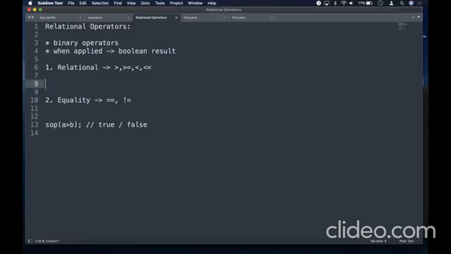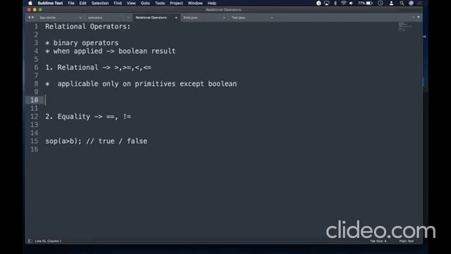Specifically, one thing I want to tell about these 4 relational operators: greater than, less than, and their equal operations are applicable only on primitives. We understand what primitive data types are: integers, floating point numbers, characters, and booleans. These are applicable only on primitives except boolean, so you cannot say true greater than false or false greater than true.